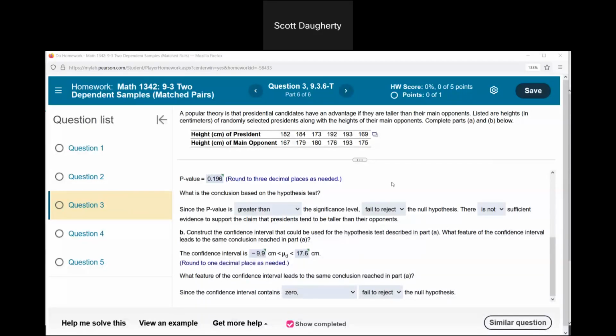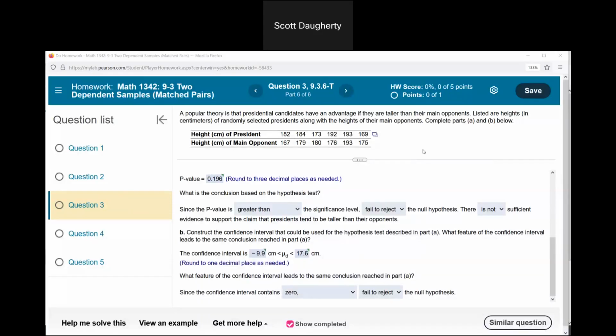Okay, so let's go ahead and get started. Today I'm going to go over section 9.3, which is on hypothesis testing for two population means where you have matched pairs, which is also called dependent samples. So let's start with this example from 9.3. This is number 3 in the homework.